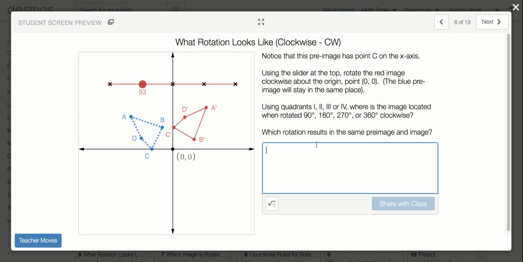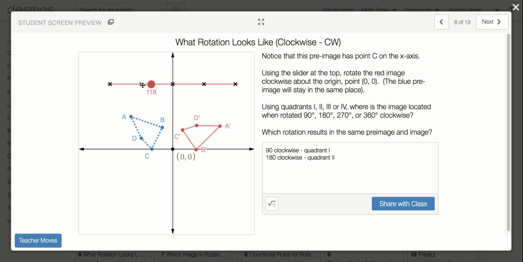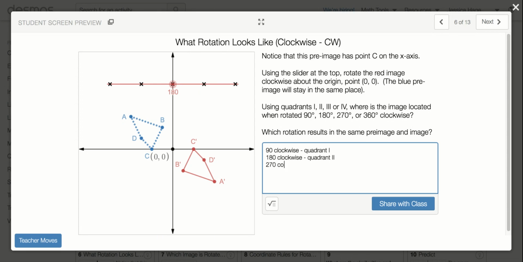So which rotation results? Same thing. So we started in quadrant 1. So if we go 90 clockwise, we're going to be in quadrant 1. So we're losing a quadrant here. Do 180 clockwise, we're going to be in quadrant 2. 270 clockwise, we are in quadrant. I am very sorry. It's not 2, it's 4. Some of you caught my mistake there. 270 is going to put us in quadrant 3.